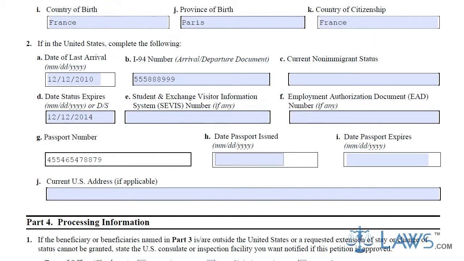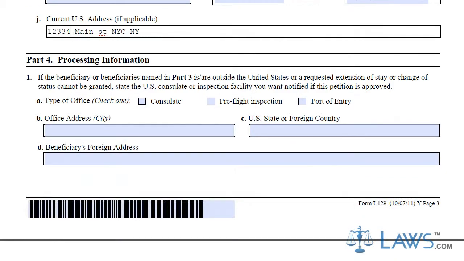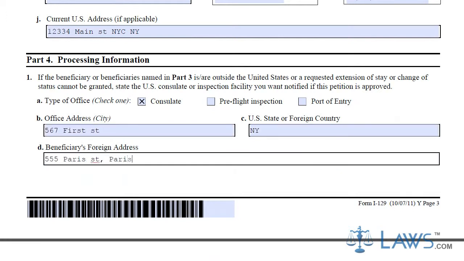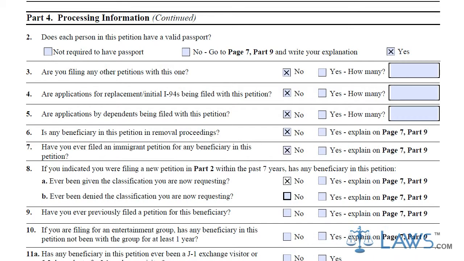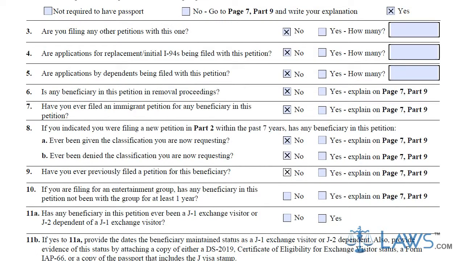Provide the processing information in Part 4. Select the offices that need to be informed of approval of the form. On the fourth page in Part 4, indicate the passport and supplemental petitions being filed in conjunction with this form. Select yes or no for each corresponding question. Some questions may require you to write supplemental information on the extra forms that come with the Form I-129.